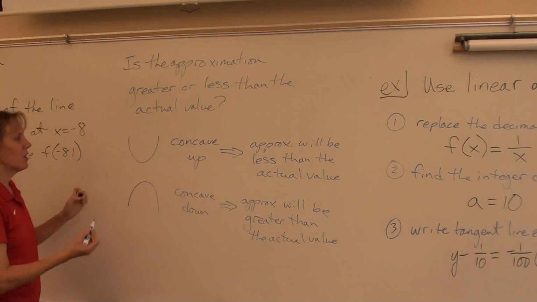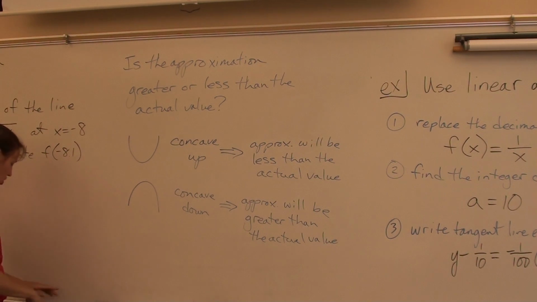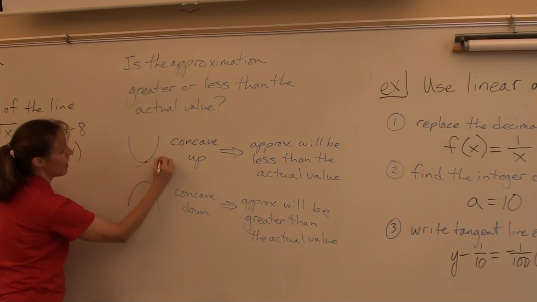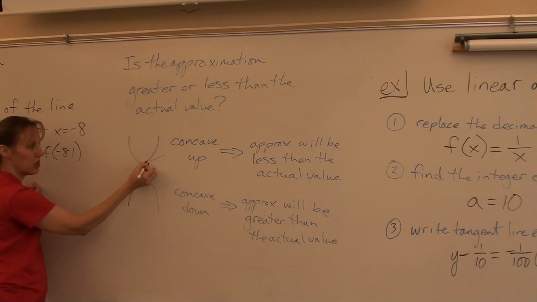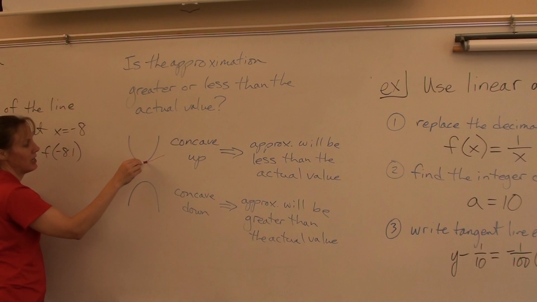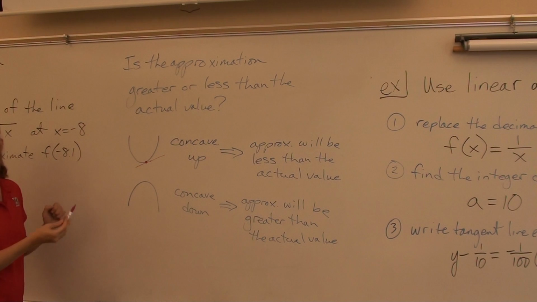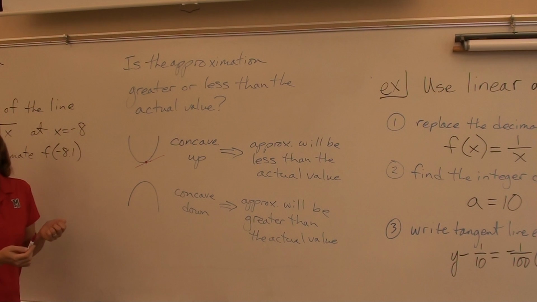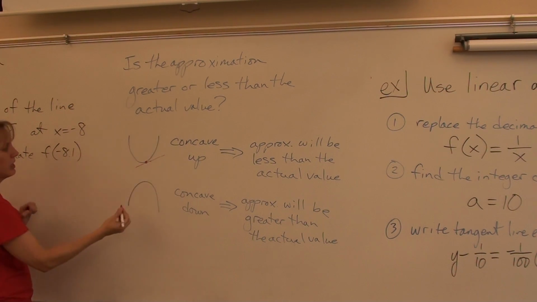Now, why is that? Well, if you look at a concave up function and we draw a tangent line anywhere on it, the tangent line is actually below the function. So unless you're at the point of tangency, anywhere else, the value on the line will be below the value on the curve. So the approximation will be less than the actual function value. Does that make sense? If it doesn't, there's your picture.